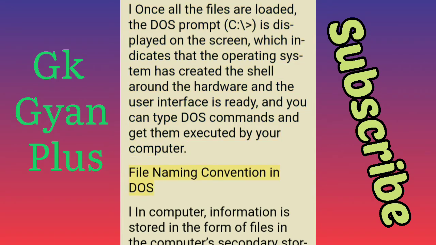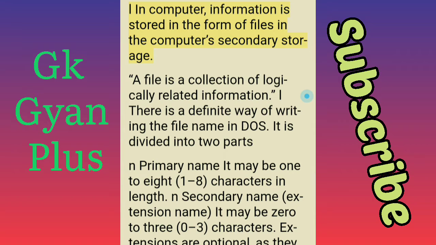File naming convention in DOS. In a computer, information is stored in the form of files in the computer's secondary storage. A file is a collection of logically related information. There is a definite way of writing the file name in DOS. It is divided into two parts. Primary name: it may be 1 to 8 characters in length. Secondary name, or extension name: it may be 0 to 3 characters.